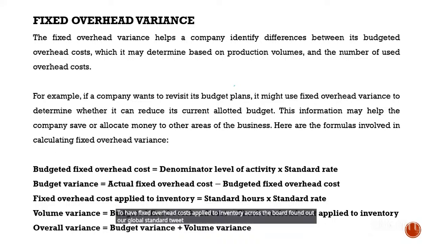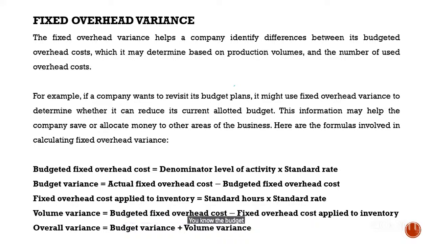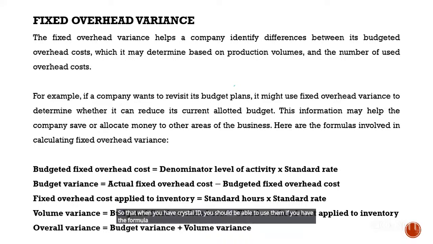Then volume variance equals budgeted fixed overhead cost less fixed overhead cost applied to inventory. Then the overall variance equals the budget variance plus the volume variance. These are formulas that you need to have handy so that when you have questions like this, you'll be able to use them. If you have the formula, it is not difficult to work it out.